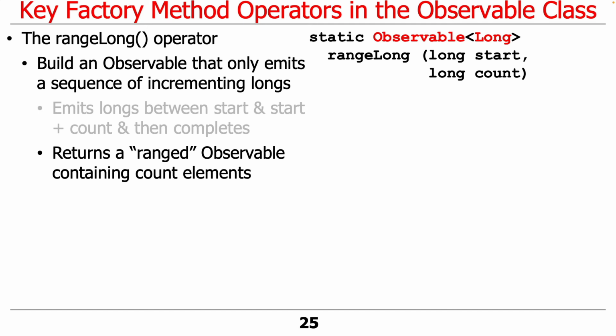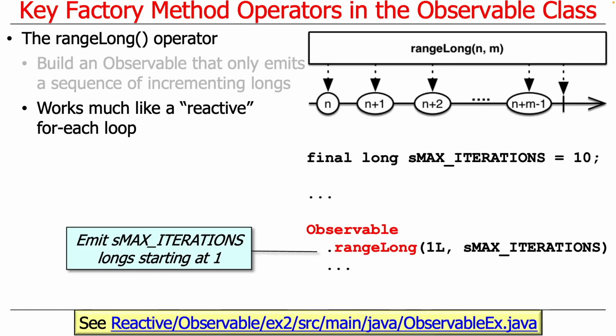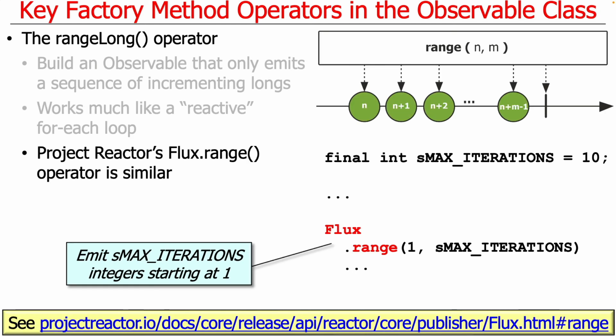It returns what's known as a ranged observable that will contain the count number of elements that it needs to process. You can think of rangeLong as working much like a reactive for each loop or a reactive for loop, in that you can basically say for notional I equals 1 to I is max iterations, keep looping and generating these events one at a time. So it's kind of the functional way of doing a for loop.